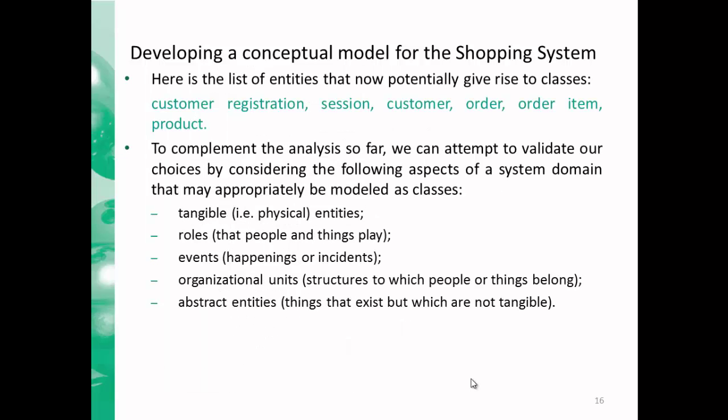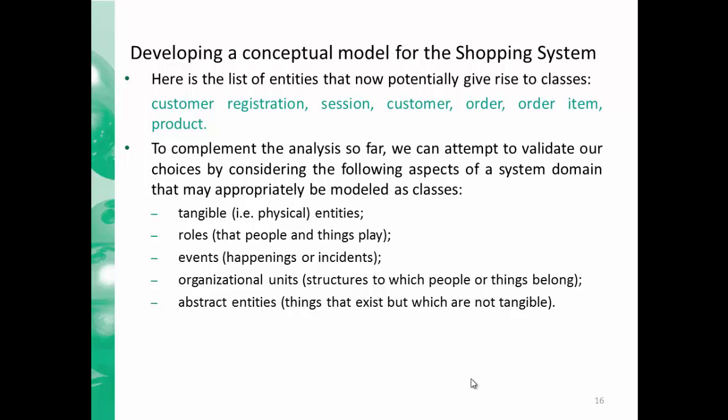Further, after you identify the relevant classes in the shopping system, we found out that customer registration, session, customer, order, order item, and product are our candidate classes. So customer registration is a class, session is a class, customer is a class, order, order item, and product. Out of all the long list of identified classes, we have only 1, 2, 3, 4, 5, 6 classes.